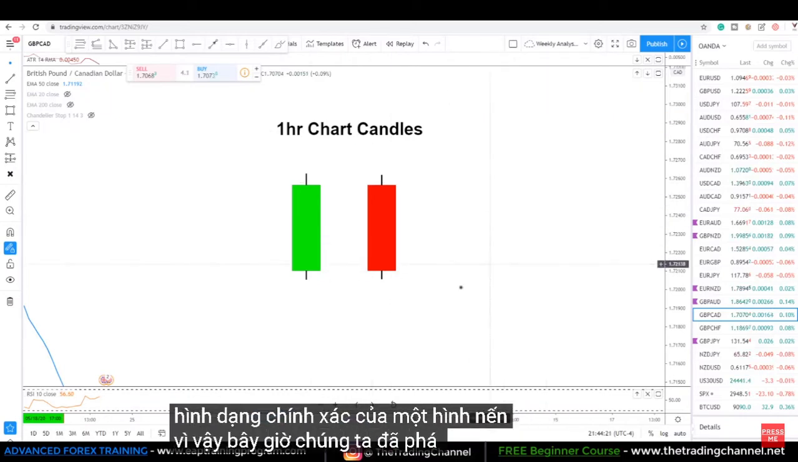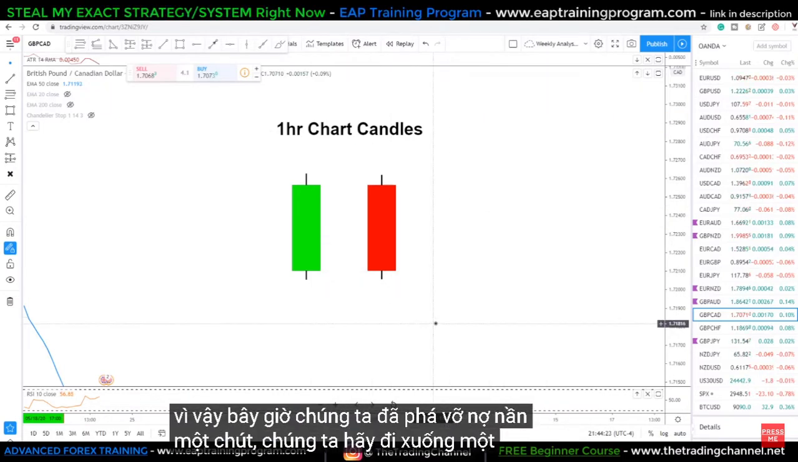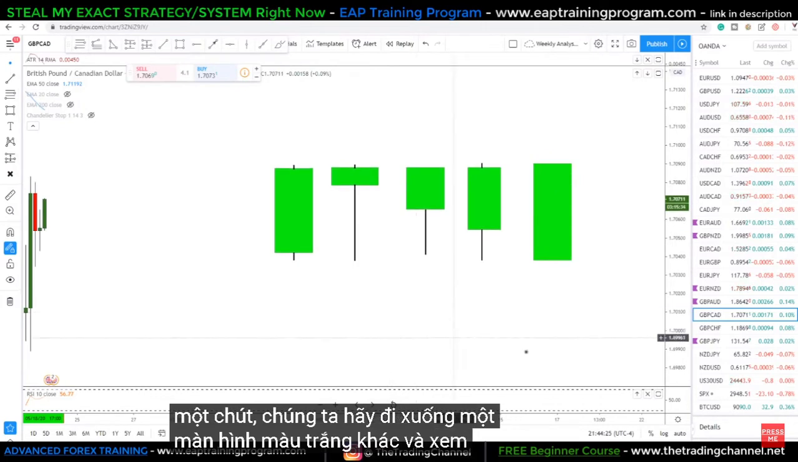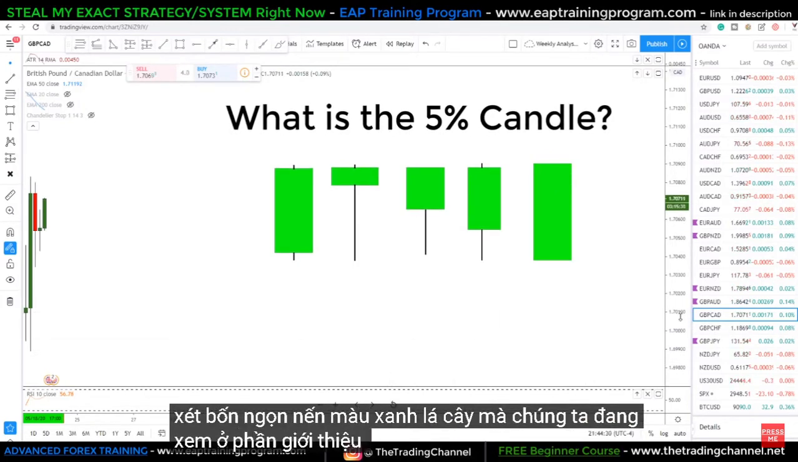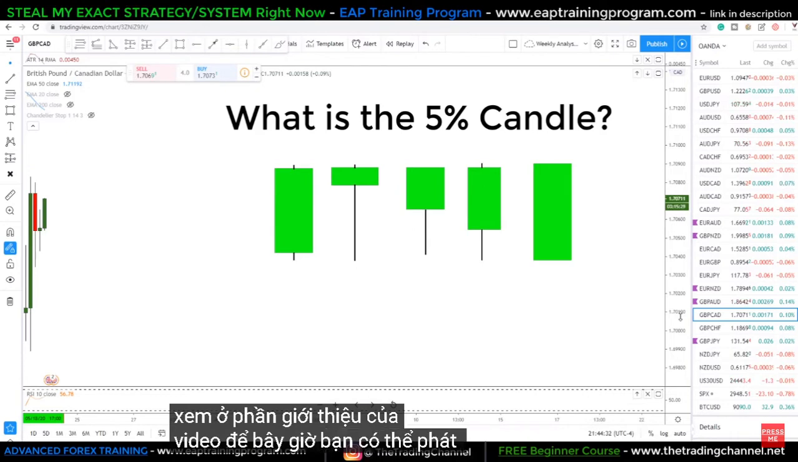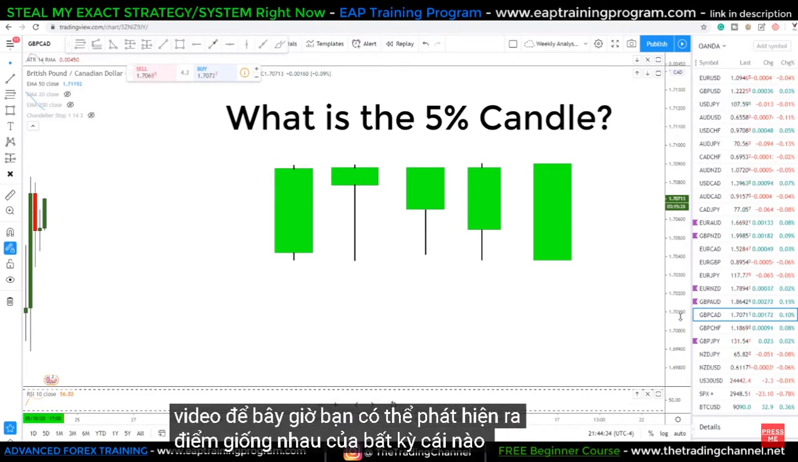So now that we've broken that down a little bit, let's head down to a different white screen and take a look at the 4 green candles we were looking at right at the intro of the video. So now, can you spot the similarities of any of these?